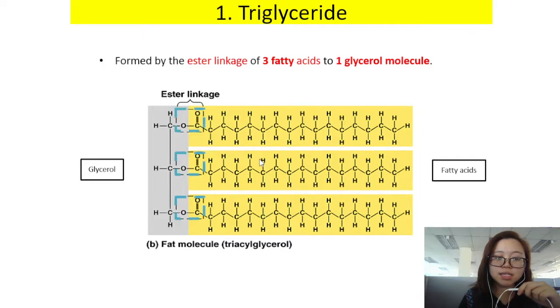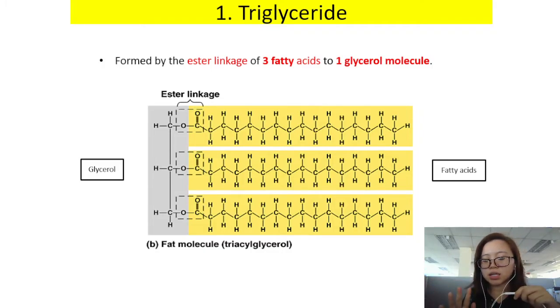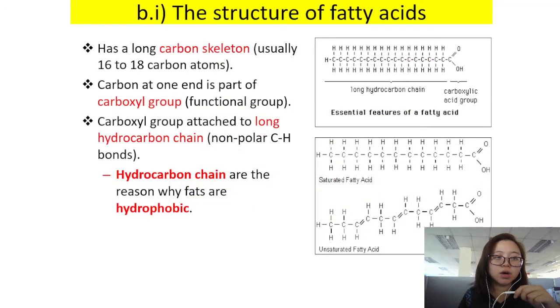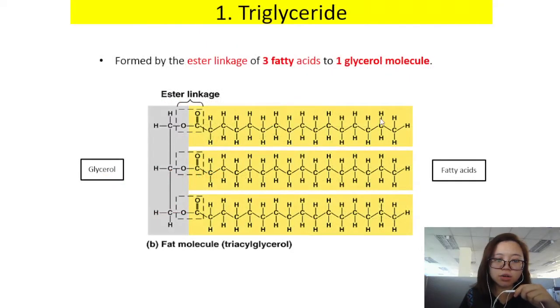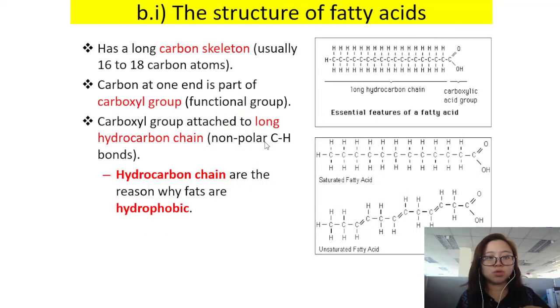So when you see something like this, it is a triglyceride. I think you have gone through this in your middle school science, biology. So it shouldn't be too foreign to you. It's not too strange, I think you have seen it before. Okay, let's talk about the structure of fatty acids. Let's look at each of these tails and their structure.